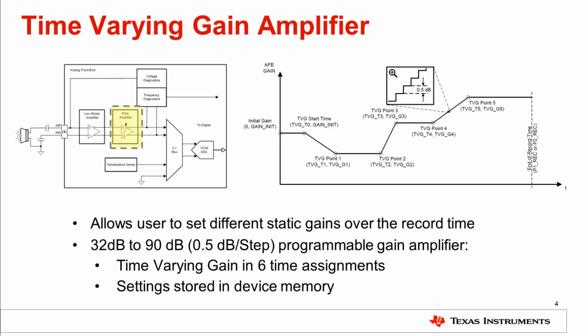The variable gain amplifier in the AFE implements a time-varying gain feature which allows the user to set different static gains and also specify a gain profile for the echo listening process over the record time. This feature allows for uniform amplification of echo signals from objects at different distances without saturating the amplifier output.